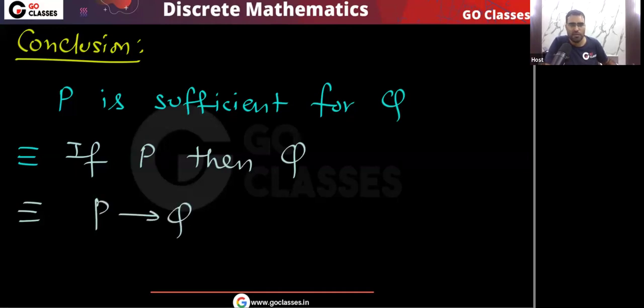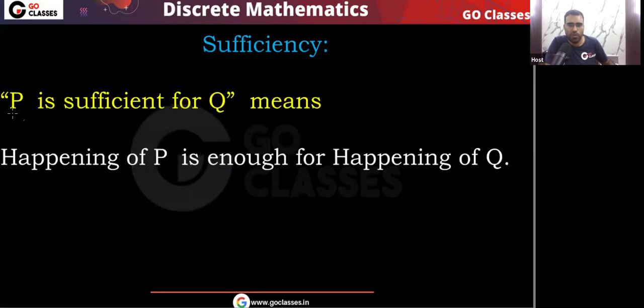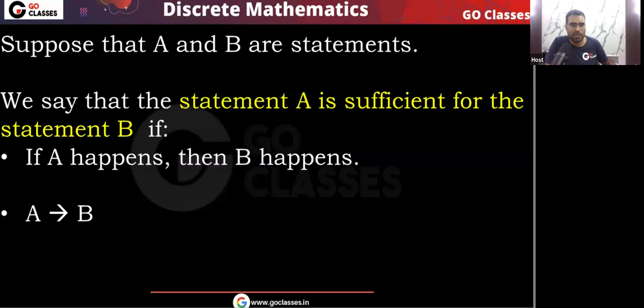Is this clear? Very simple. So P is sufficient for Q. That means happening of P is enough for happening of Q. And that is the same as P implies Q. Very simple. Yes or no? So that's it. Now let's move on.